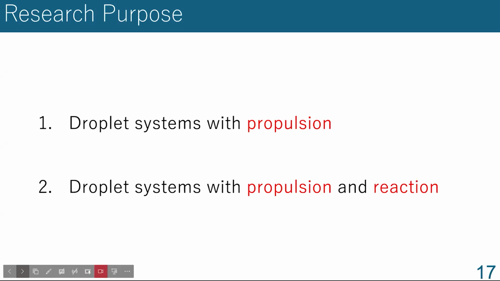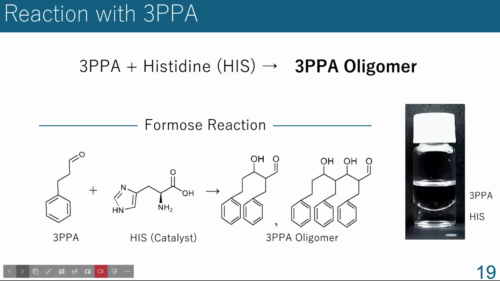Next is about the combination of propulsion and reaction. Firstly, I examined the reaction with 3-PPA. When 3-PPA is attached to histidine, which is an amino acid, the 3-PPA goes to oligomer. We could see that there is white turbidity when the 3-PPA and histidine are connected to each other, and this is caused by the 3-PPA oligomers.